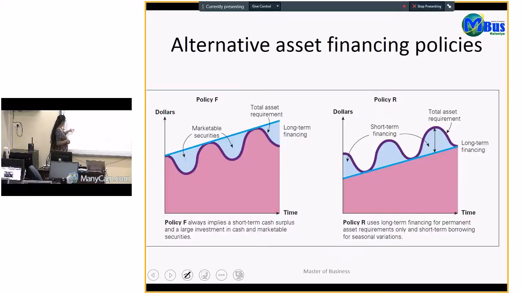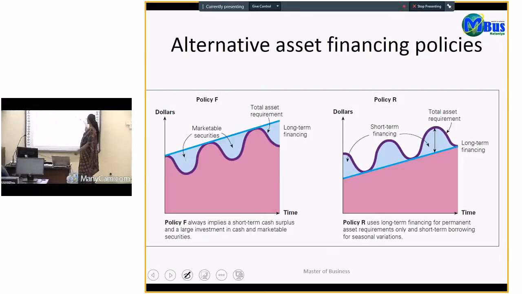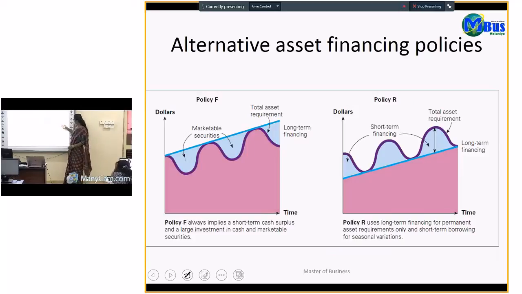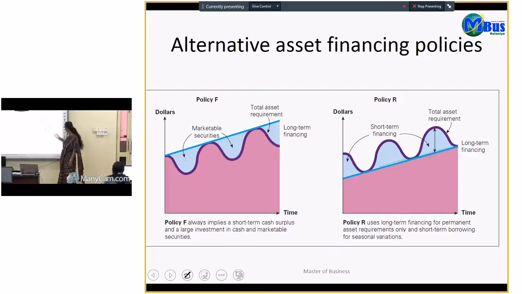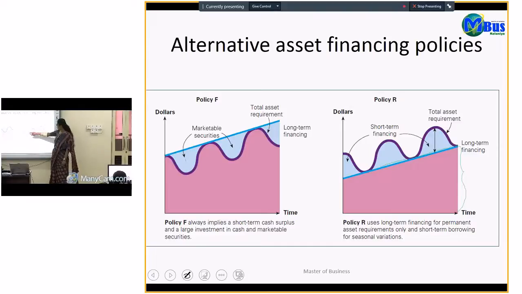What are these? This would be the fluctuations that would happen in the seasons. Even to meet the seasonal fluctuation, it has permanent current assets. In the restrictive policy, it is the other way around. Up to here it shows the permanent current assets, and after that, to meet the seasonal changes, they use temporary current assets. This is financed through current liabilities. Up to here, they have financed through what? Long-term sources of finance.